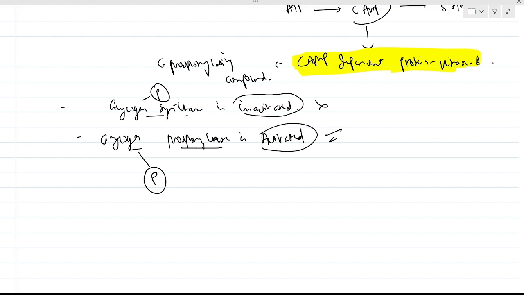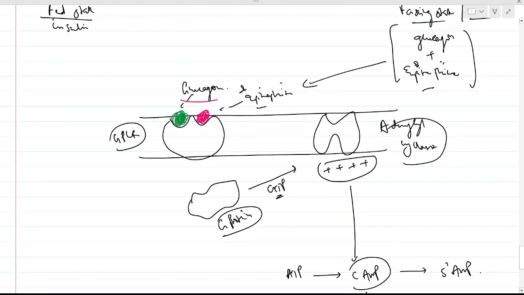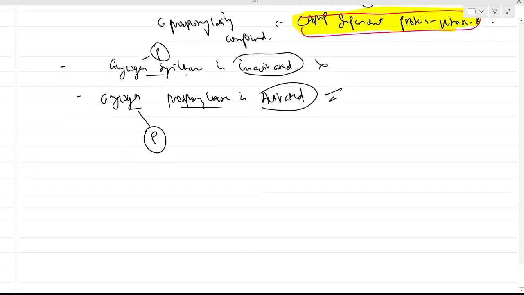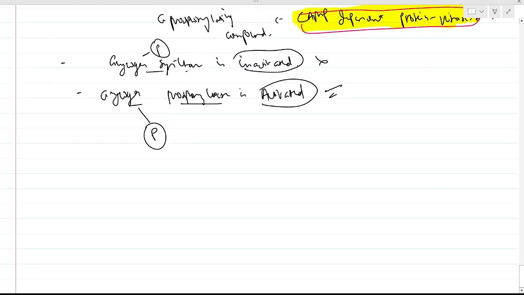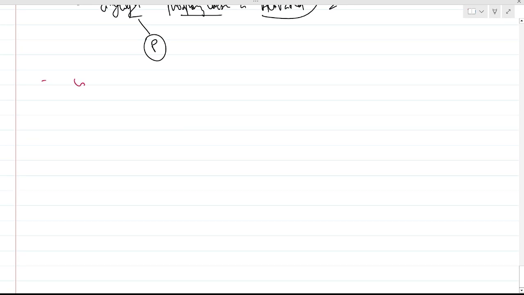Who does this phosphorylation? cAMP dependent protein kinase A. Okay, by the action of which two hormones? Glucagon and epinephrine. So here glycogenolysis takes place and glycogen synthesis does not take place. Okay, now we have seen the fasting and exercise state. Now the fed state.